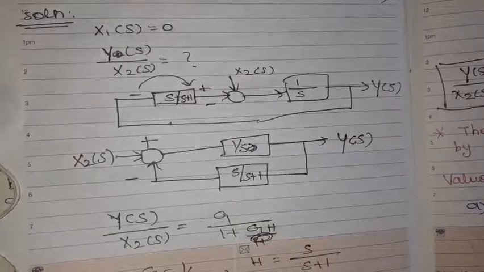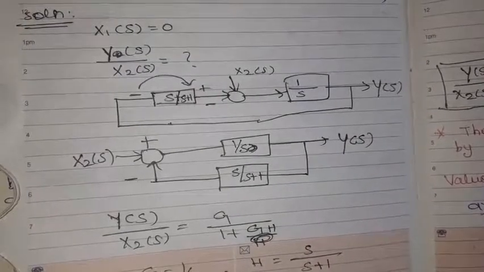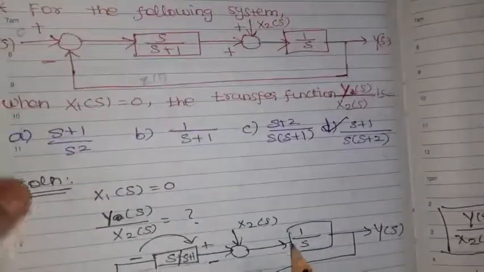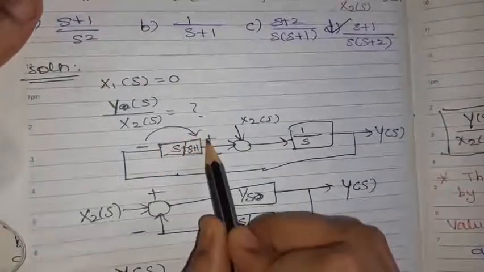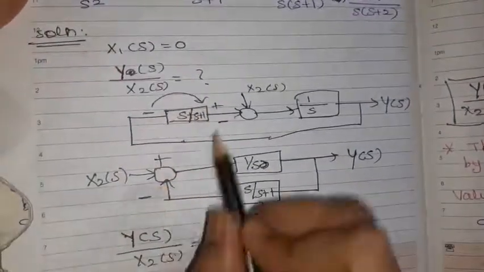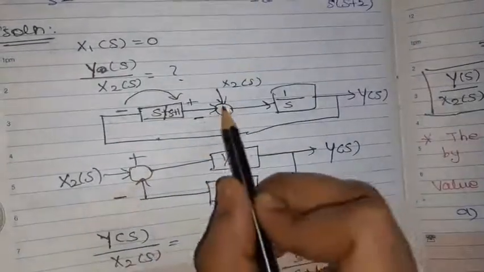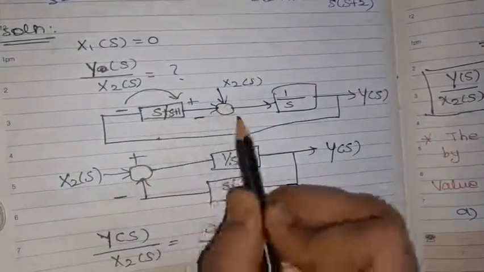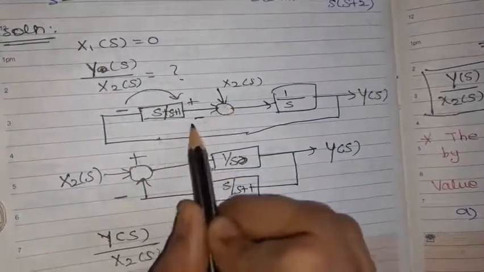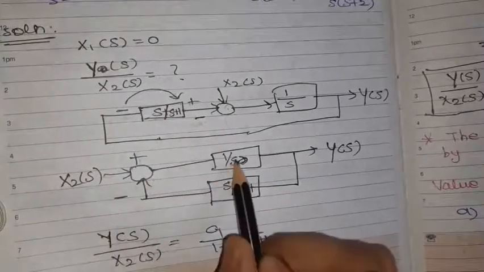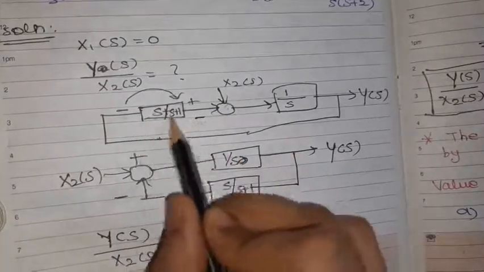Now we are going to switch the blocks. So this sum, plus minus only, this minus value will go here. This plus minus will become plus minus, and this minus will become here. So this is x2 of s, we are going to switch these two. So x2 of s, this minus value, this block we added with this 1 by s, then here this block.